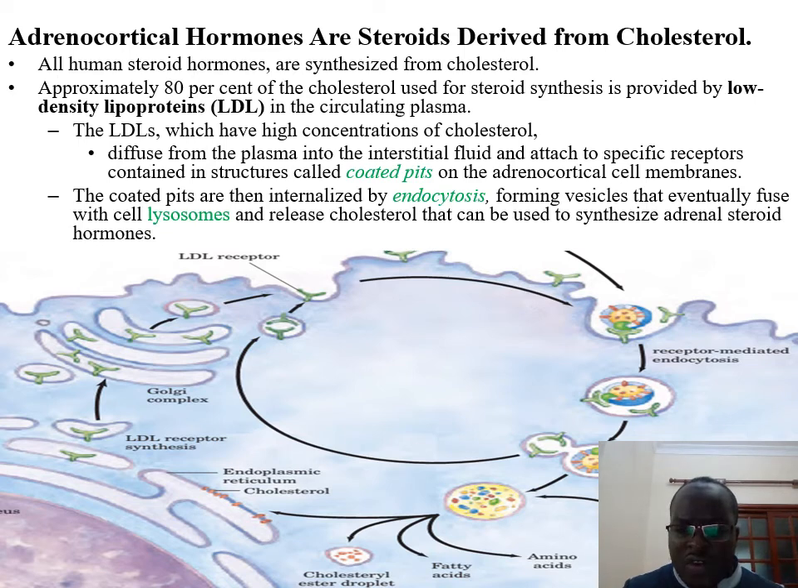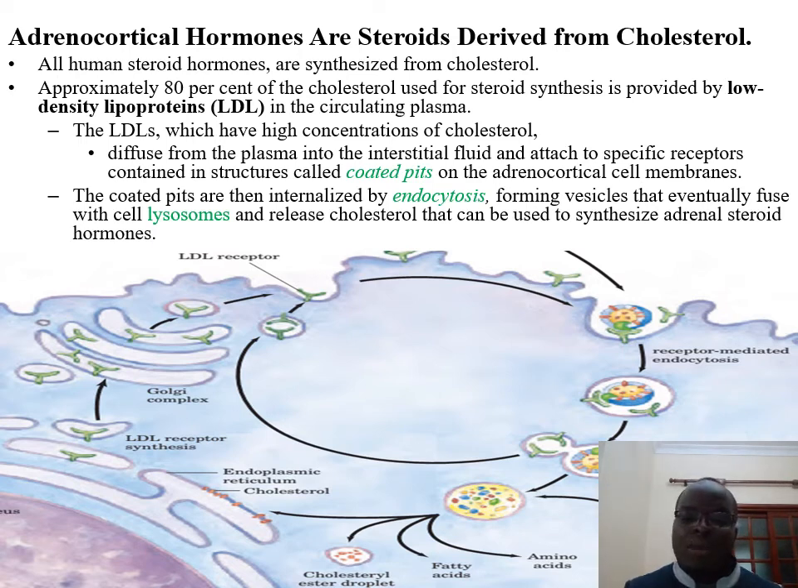Then the vesicle will fuse with the lysosome to form the endosome. In the endosome, you have enzymes from the lysosome that will break down the low density lipoprotein, releasing the cholesterol. This cholesterol now will be used by the enzymes that are found in the mitochondria and also other parts like the smooth endoplasmic reticulum to produce the steroid hormones. So the steroid hormones will be produced.